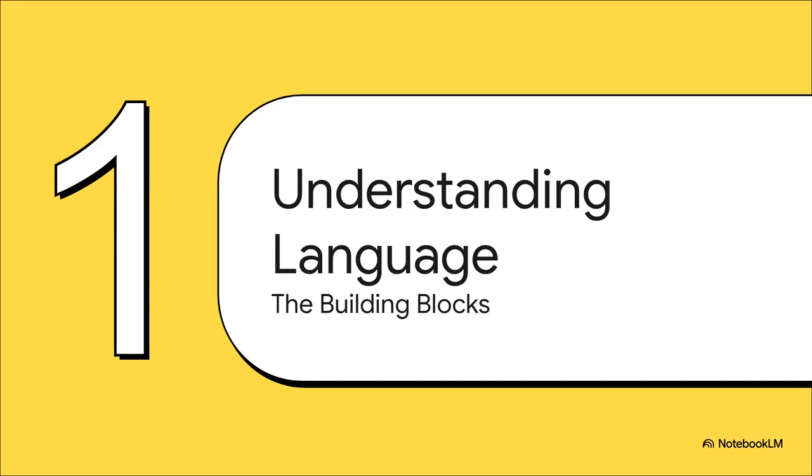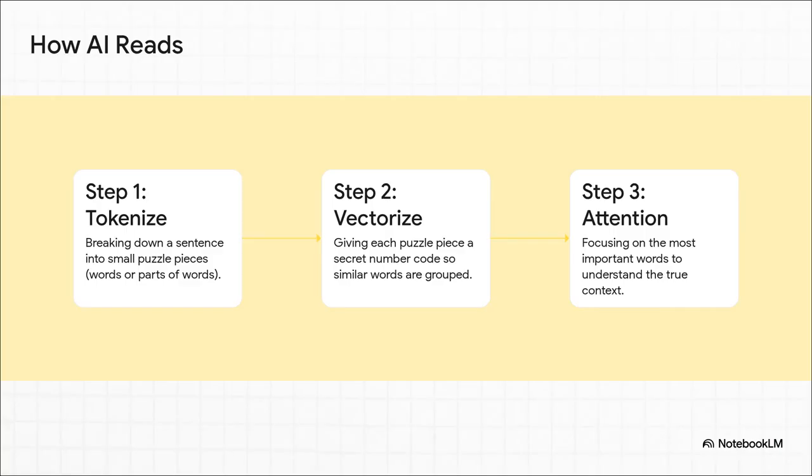First up, let's get right down to the absolute basics. How does a machine look at a sentence you type and make any sense of it? It's a pretty cool process that starts by, well, breaking everything down into tiny little pieces. It really happens in 3 key steps. First, you have tokenization. This is literally just breaking a sentence into puzzle pieces, words or sometimes even parts of words.